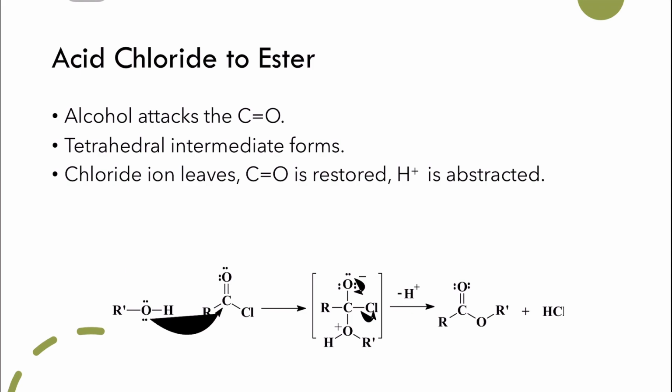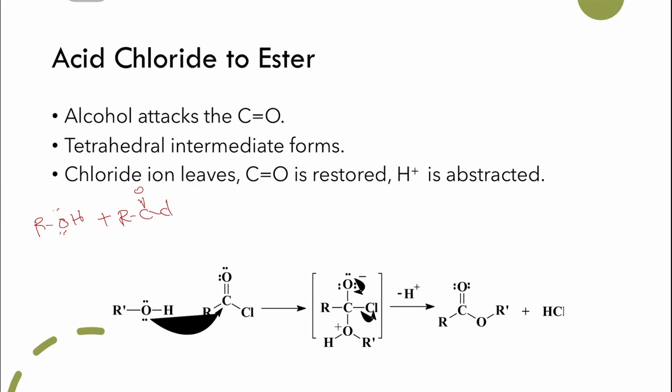How to convert an acid chloride to an ester? Still the same mechanism, but now instead of using an acid, we're going to use an alcohol. So the alcohol now is going to be our nucleophile. So the alcohol as a nucleophile with the lone pair of electrons plus the acid chloride. So you should know now what to do.